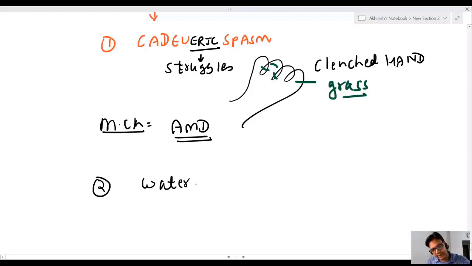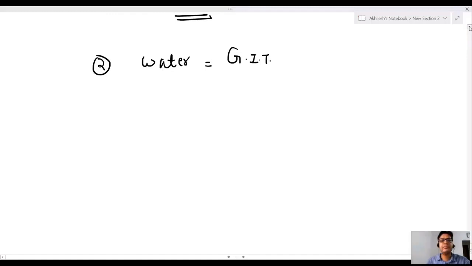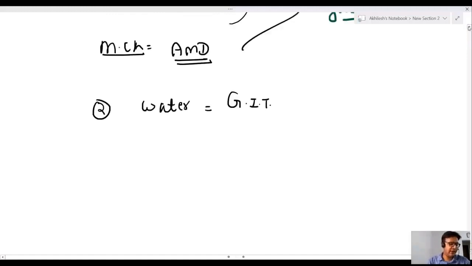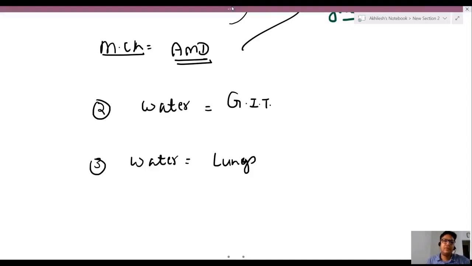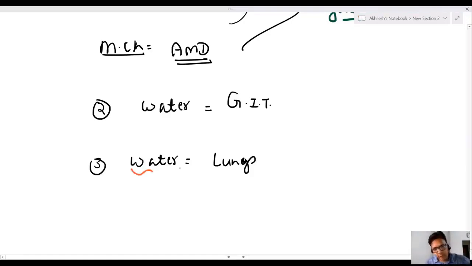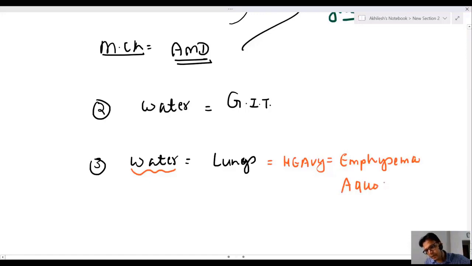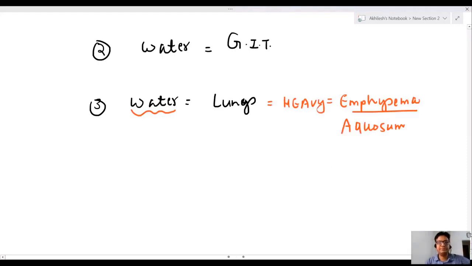Water present in the GI tract, stomach and intestine, is also suggestive of antemortem drowning. Third, water in lungs. Sir, what happens when water goes in the lungs? Lungs are heavy. This is known as emphysema aquosum. Everyone knows emphysema is a word used for lung and aquosum is water, aqueous.